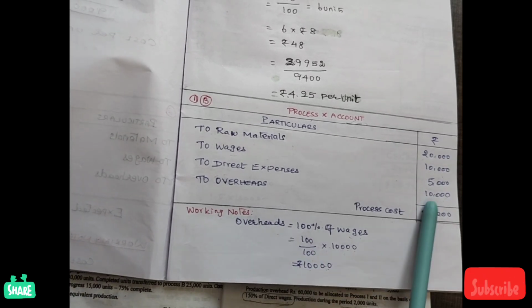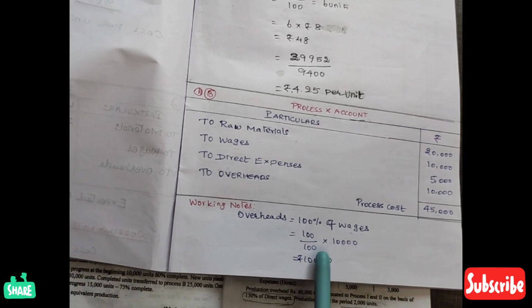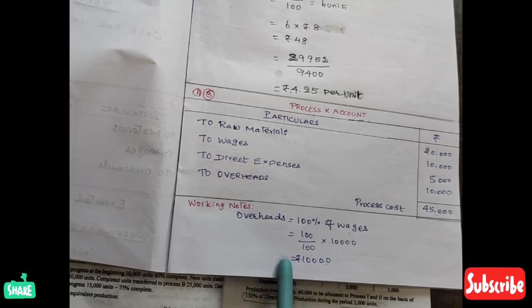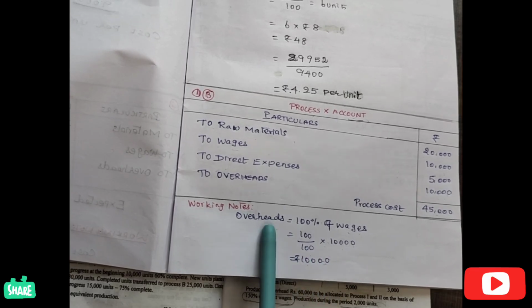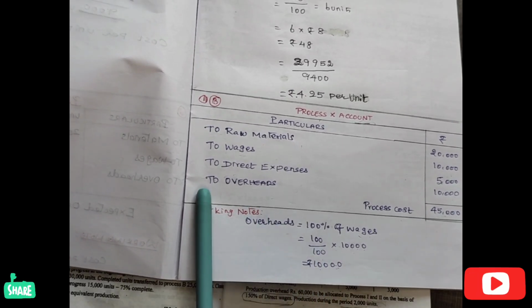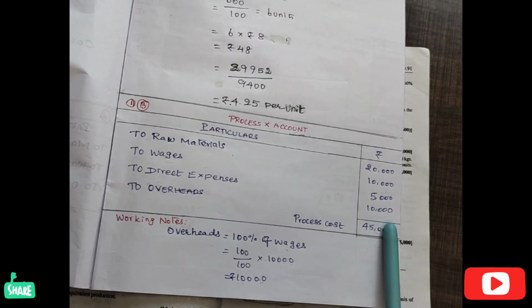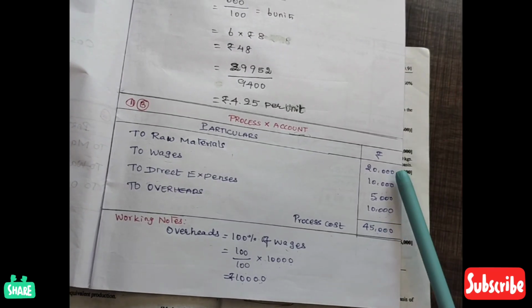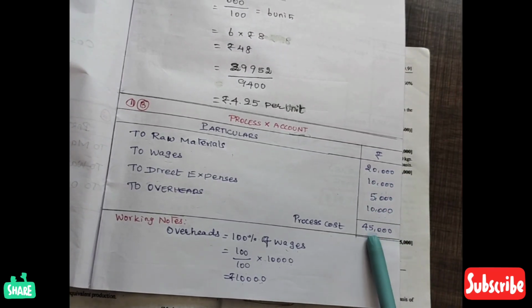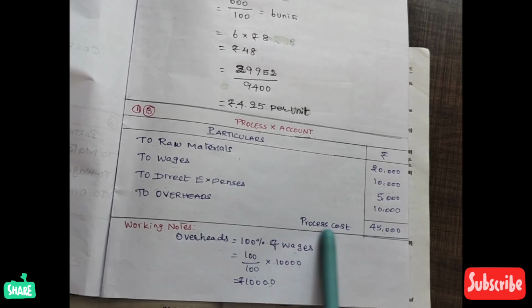Okay, wages value is 10,000 rupees. After calculation you will get 10,000 rupees. That 10,000 rupees means what? Overheads. So finally you enter to overheads 10,000 rupees. So what is the process cost? All the cost you have added, finally you get 45,000 rupees process cost.